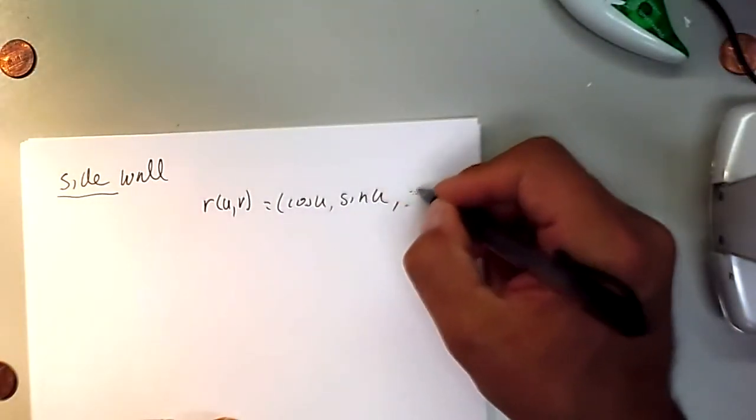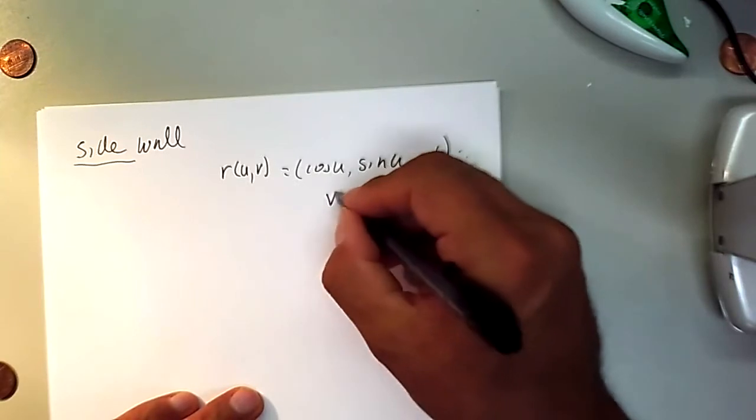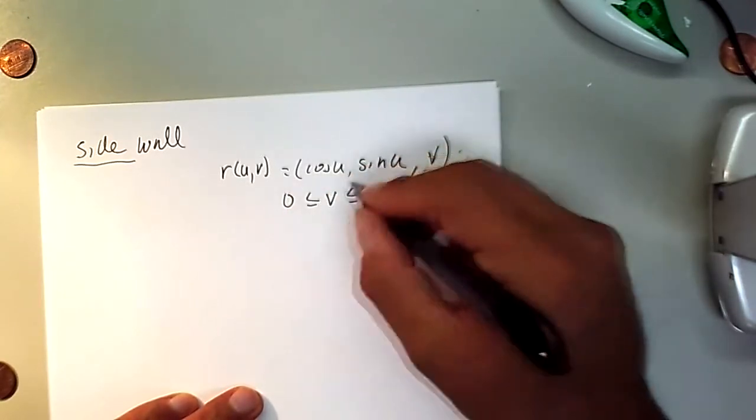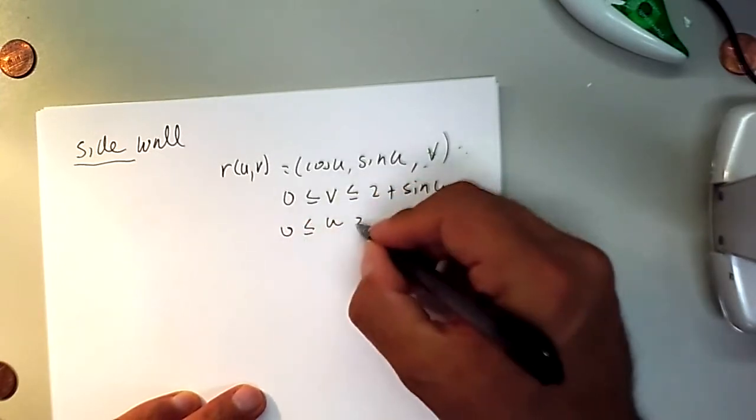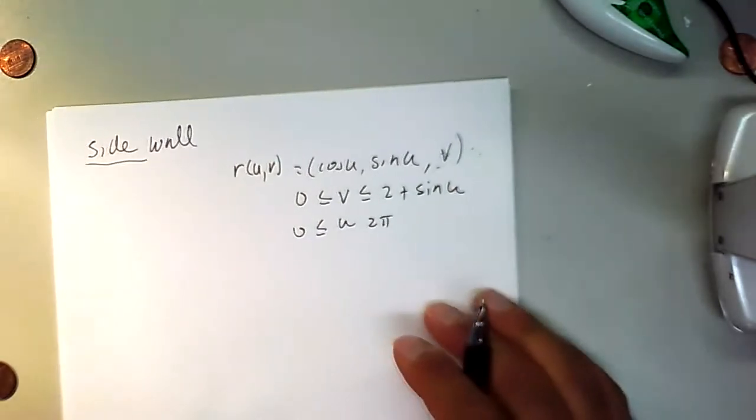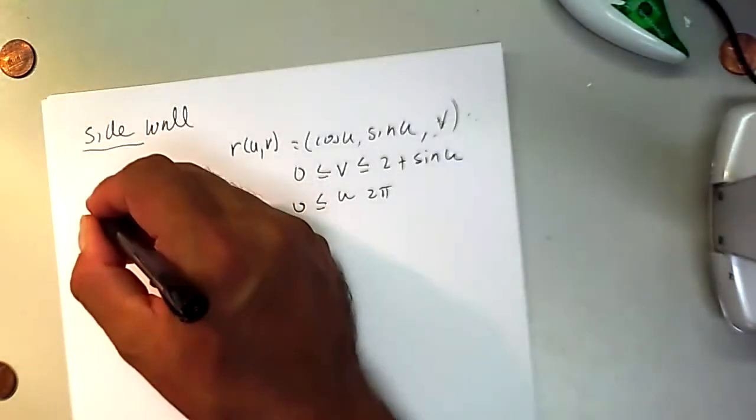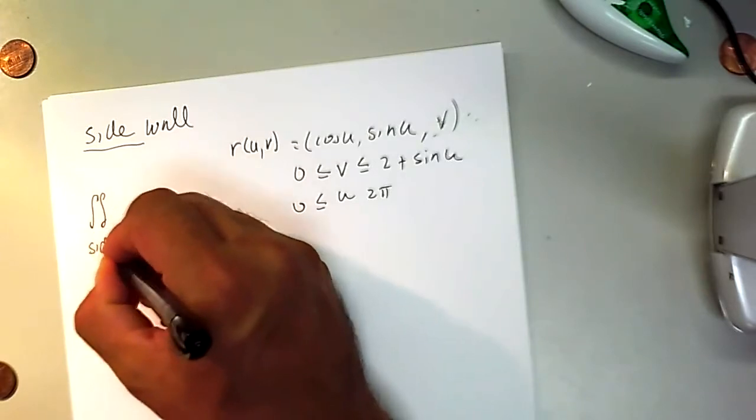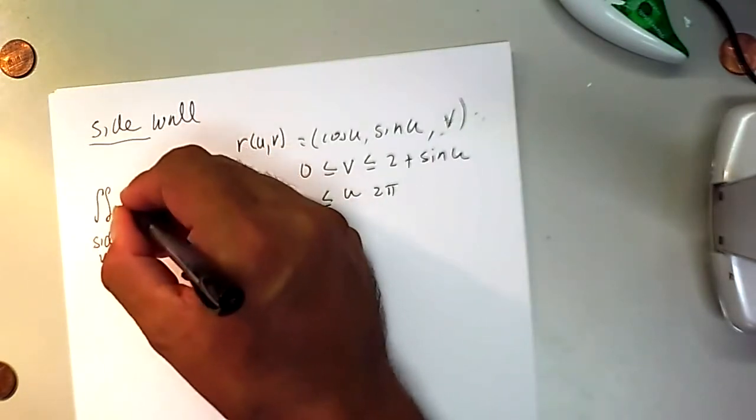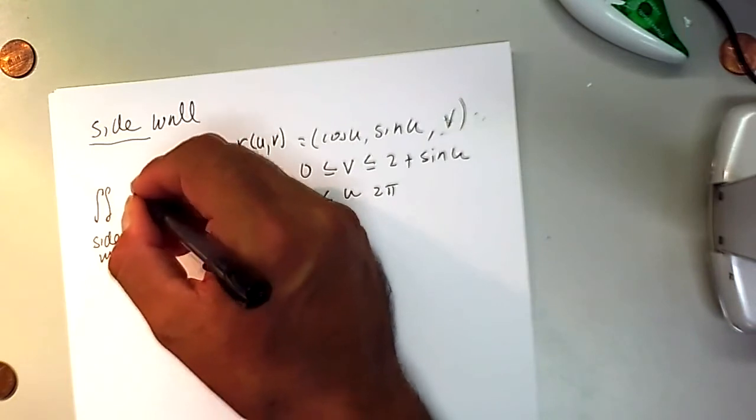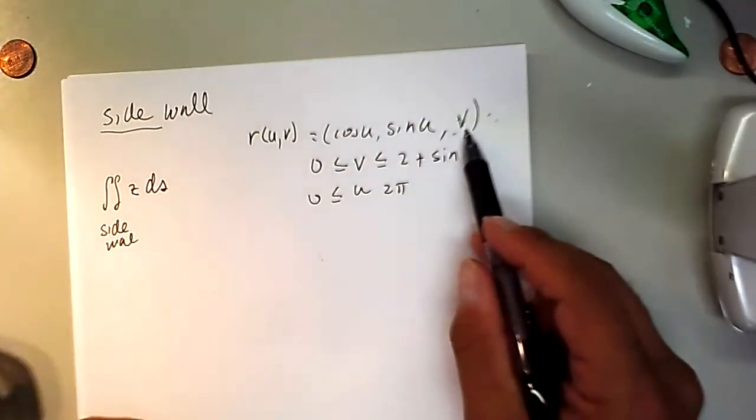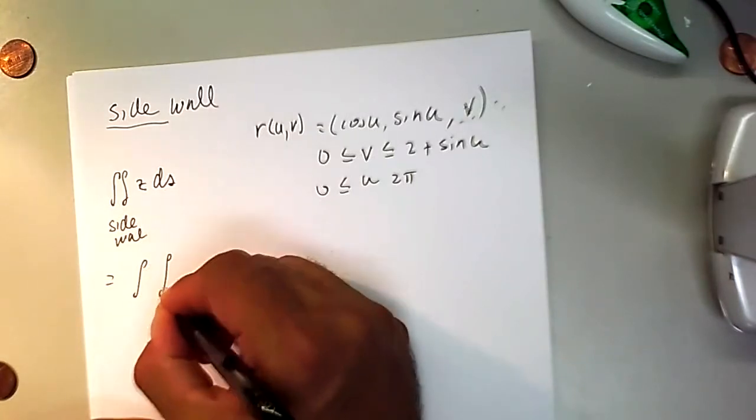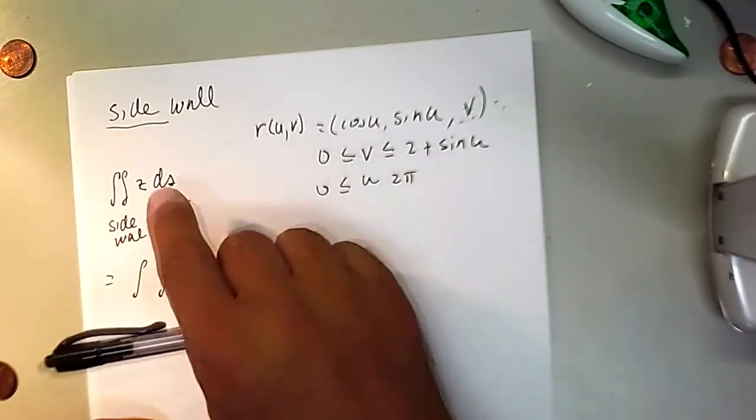So what is the V? There we go, V. And the V is bounded by 0 and 2 plus sine of u, and u is going from 0 to 2 pi. Okay, so we're going to do the double integral over the side wall. I could have called it just S3. But we are integrating z over the surface. Z is V in this case.